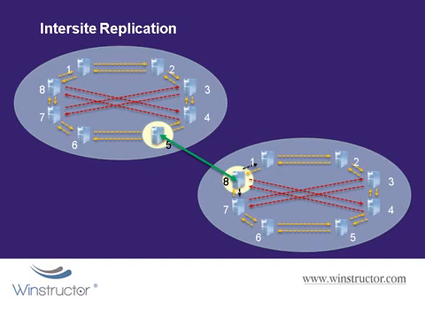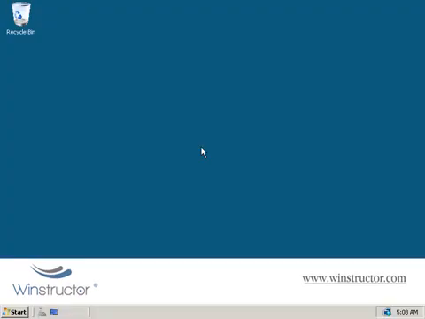Now, unlike intra-site replication, inter-site replication will occur during scheduled periods, and if there have been directory changes and replication is required, then the changes are pulled to the domain controllers that require the changes. Now, inter-site replication doesn't use remote procedure calls like intra-site replication does. It uses either IP or SMTP.